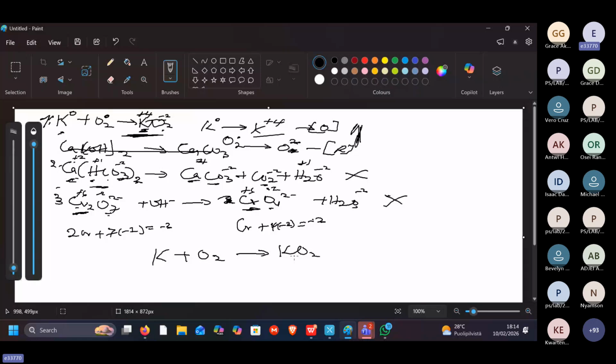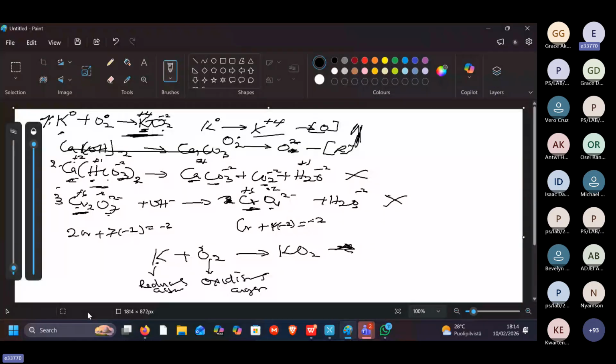Is that okay? Now, can you tell me which one will be the oxidizing agent and which one is the reducing agent in this equation? The oxygen becomes the oxidizing agent, and the potassium becomes the reducing agent. That's correct. Why? Because potassium is going through oxidation, but it is causing the oxygen to be reduced. That's why oxygen is an oxidizing agent.